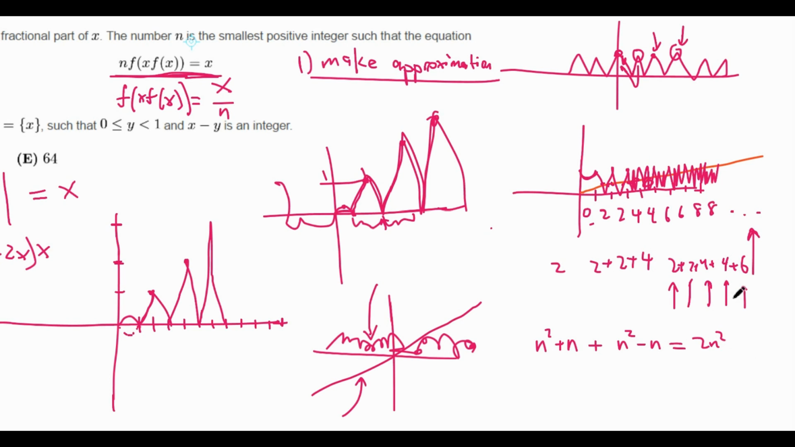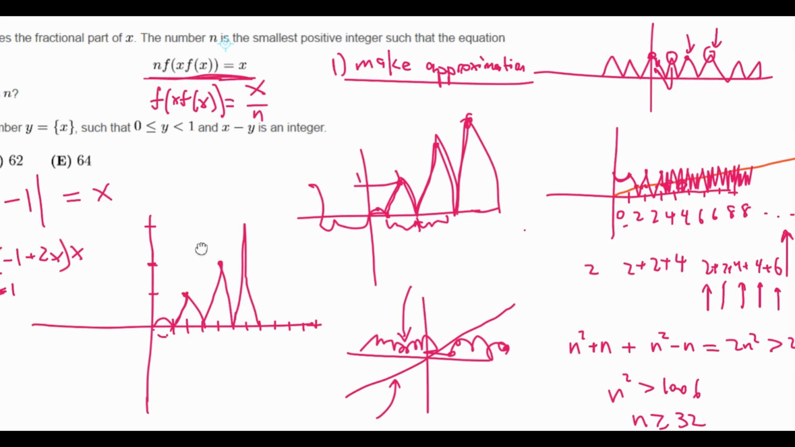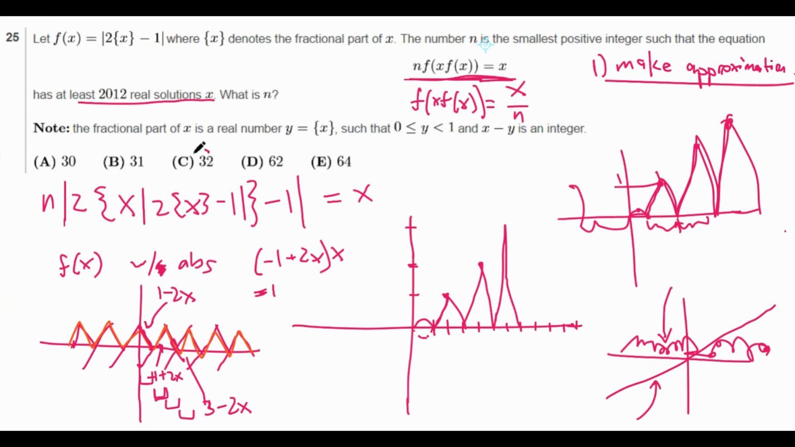So when we pick a general n, the number of intersections of x over n with f of x is 2n squared. So now we're almost done here. We just want 2n squared to be greater than 2012, which means that n squared is greater than 1006, which means that n is greater than or equal to 32. We look back, is this an answer? Indeed it is. So C is the correct answer, and we are done.